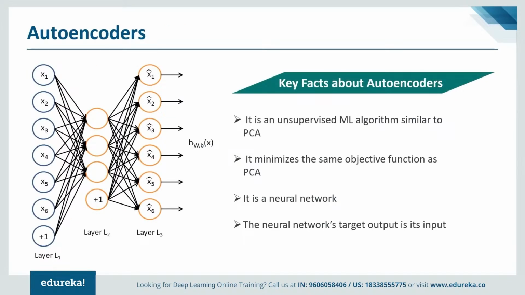It is an unsupervised machine learning algorithm that is similar to PCA but minimizes the same objective function. An autoencoder is a neural network whose target output is its input. Autoencoders, although quite similar to PCA, are more flexible when compared to it. Autoencoders can represent both linear and nonlinear transformations in encoding, but PCA can only perform linear transformations.